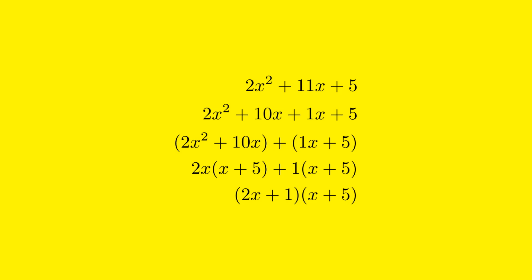Now, our expression reads 2x times the quantity x plus 5 plus 1 times the quantity x plus 5. Notice how we have a common factor of x plus 5. We can now factor that out, which simplifies our expression to the quantity x plus 5 times the quantity 2x plus 1. This means our original equation 2x squared plus 11x plus 5 is factorized as the quantity x plus 5 times the quantity 2x plus 1.